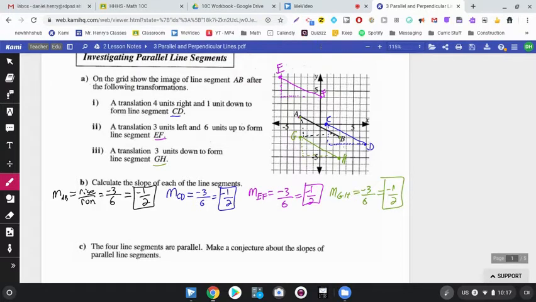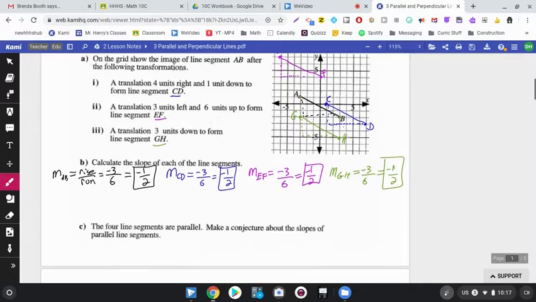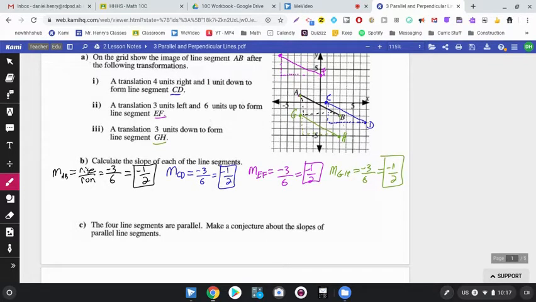So if these are parallel, make a conjecture about the slopes of parallel lines. A conjecture meaning a founded statement. So a statement that you can actually back up, or it's almost like a definition or something like that, right? That's what I mean by conjecture. So I would say parallel lines have, and then you look and you say, okay, well, the first one was negative 1/2 for a slope, and then slope of negative 1/2, and then slope of negative 1/2, and then slope of negative 1/2. Oh, parallel lines have equal slopes.